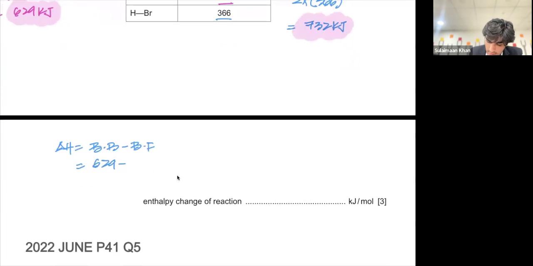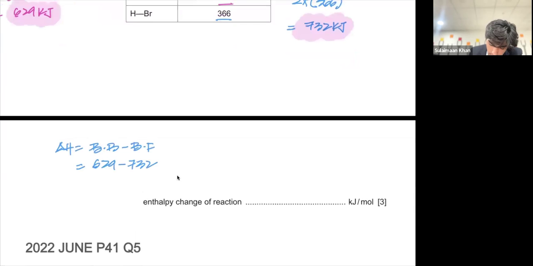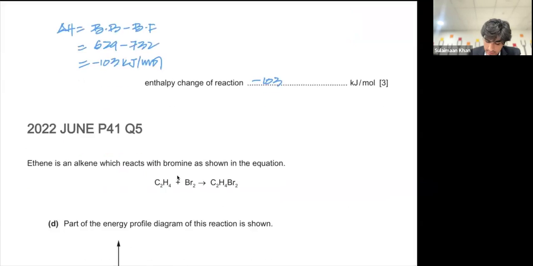So 629 minus 732. What do we get, everybody? Come on. 103 kilojoule per mole. Done. Is it minus or plus? Minus. Thank you. Obviously it's minus. Thank you for correcting. It's not 109, it's 103. Come on, use the calculator.